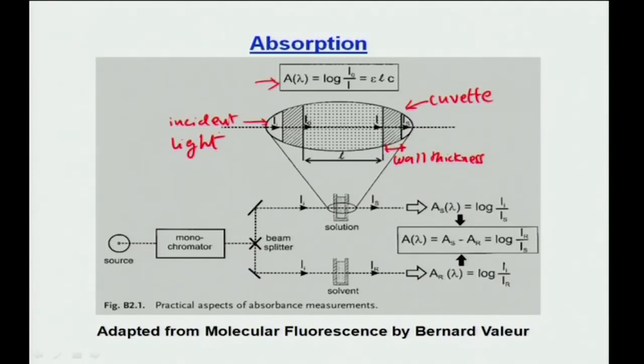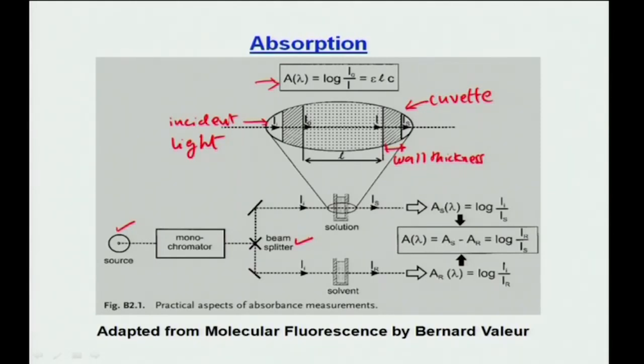In double beam, it means two beams, essentially. You can see you have the source, the lamps, then you have a monochromator, because I showed you that the lamps have a series of wavelengths, and the monochromator disperses it and selects the wavelengths for you, right. Then after the light comes out of that, after dispersion, you have a beam splitter. Beam splitter means what it sounds like: it splits the beam.